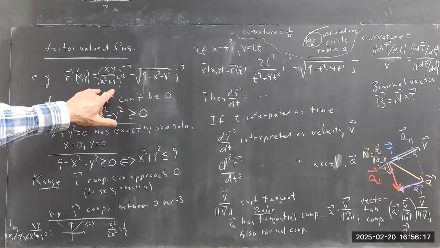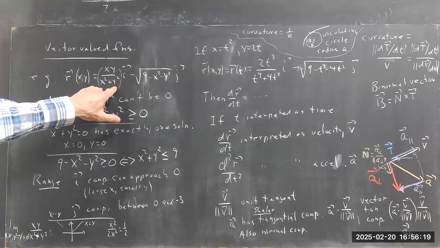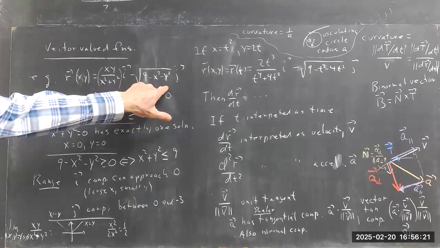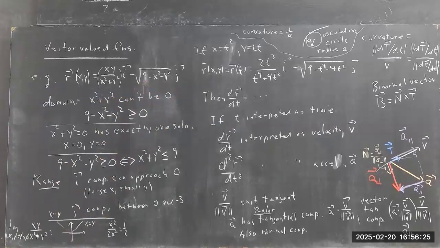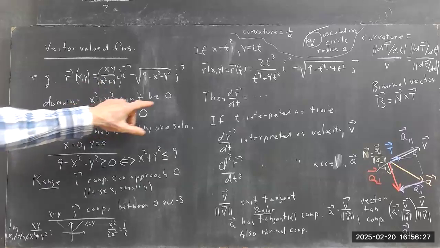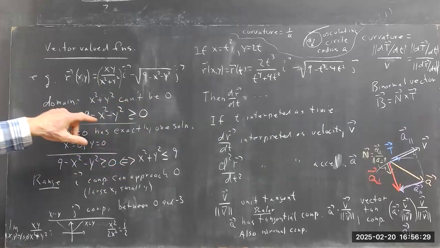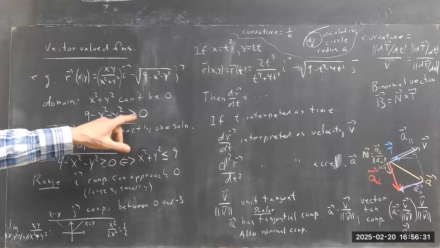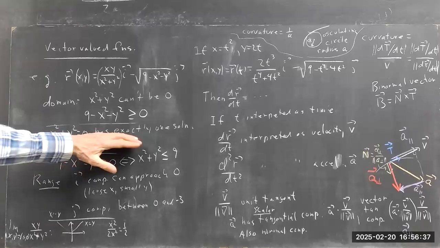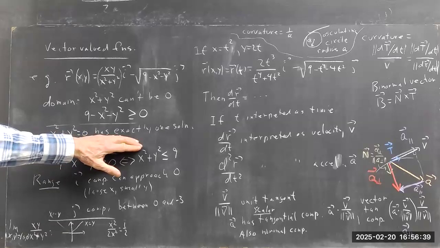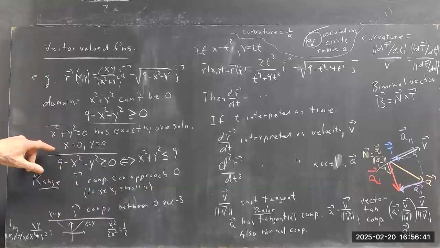Okay, what's the domain of this function? Well, we have two restrictions. A denominator can't be 0, and you can't take the square root of a negative quantity. So x squared plus y squared can't be 0, and 9 minus x squared minus y squared has to be greater than or equal to 0. Well, x squared plus y squared equals 0 has exactly one solution. You might think about what that is, but there it is. x equals 0, y equals 0.